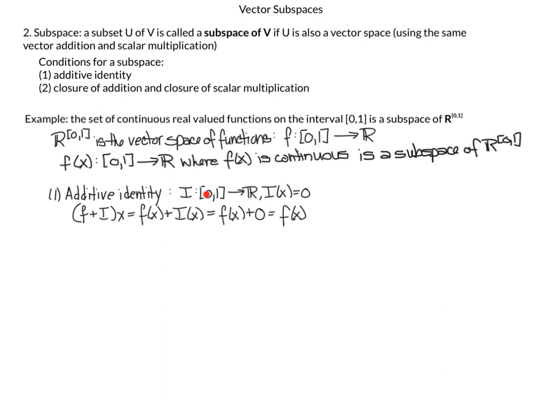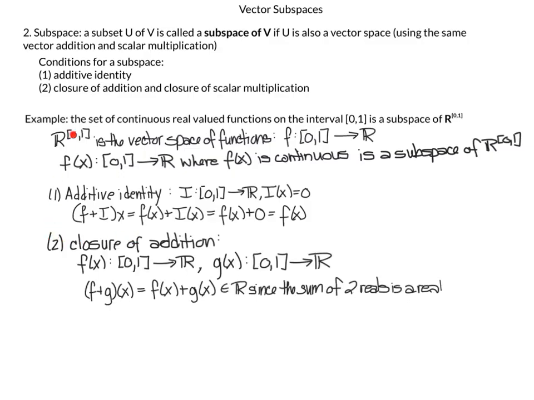When we're mapping from [0,1] to R, the identity function is I(x) equal to 0, because when you add this to any other function, you get back your original function. And I just noted that here. If you add f plus I, you get f(x) plus I(x), and you get back your original function. That's what makes this the identity function. Now, this additive identity function is continuous, and it's a real-valued function. And so this function is in our set of functions f(x) going from [0,1] to the real number line that are continuous.